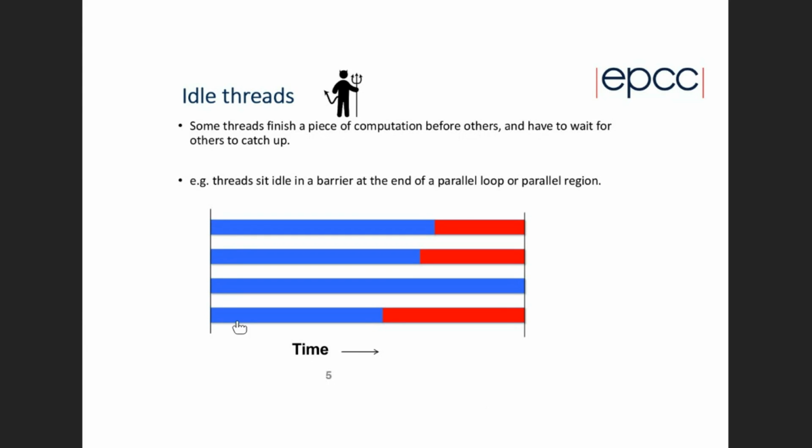So if I have this kind of activity diagram here, each of these bars is a thread, and time runs from left to right, and the blue bit is useful computation, and the red bit is idle time. If the useful computation takes different amounts of time on each thread, then clearly if there's a barrier at the end, threads will be idle until the one with the longest computation catches up and reaches the barrier. So that's just a straightforward load imbalance situation.